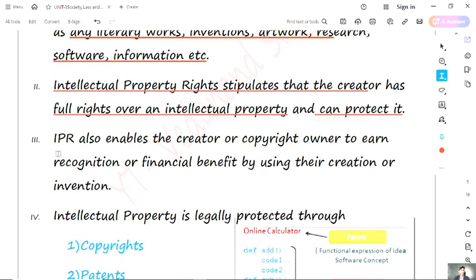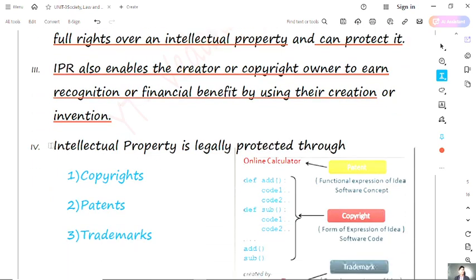IPR also enables the creator or copyright owner to earn financial recognition by using their creation or invention. If you do any creative work or invention, and you are the copyright owner, you have the right to earn benefit. You would get financial benefit and earn money if someone wants to use your ideas.